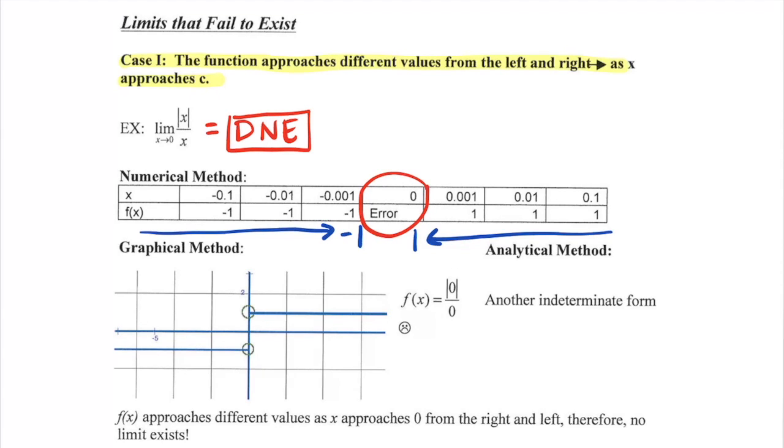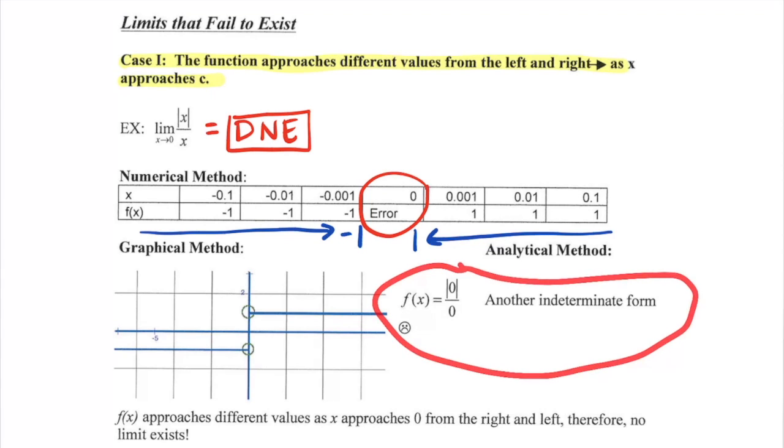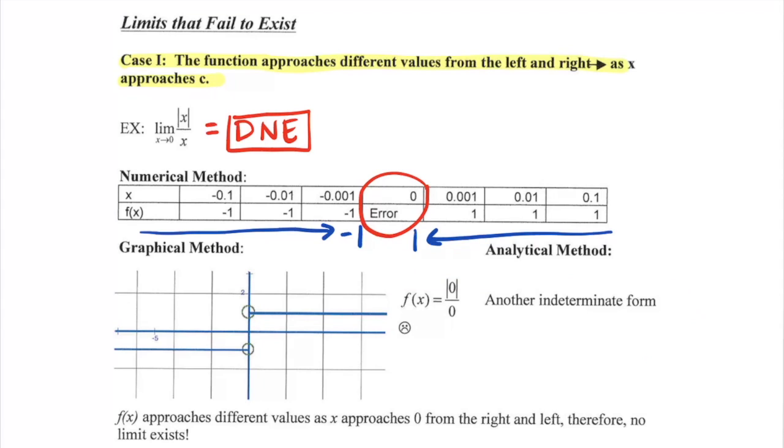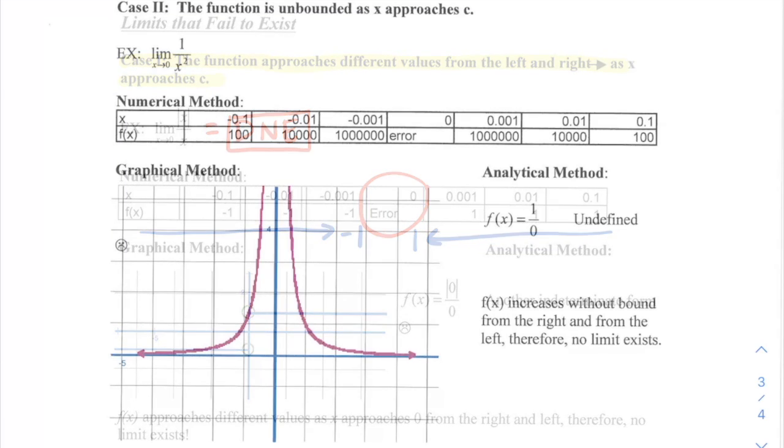So this, in fact, is another indeterminate form when we do direct substitution of 0. Again, you're going to get very familiar with that phrase. But the important part is that f of x approaches different values, and that's how we can see that the limit doesn't exist in our numerical table form.